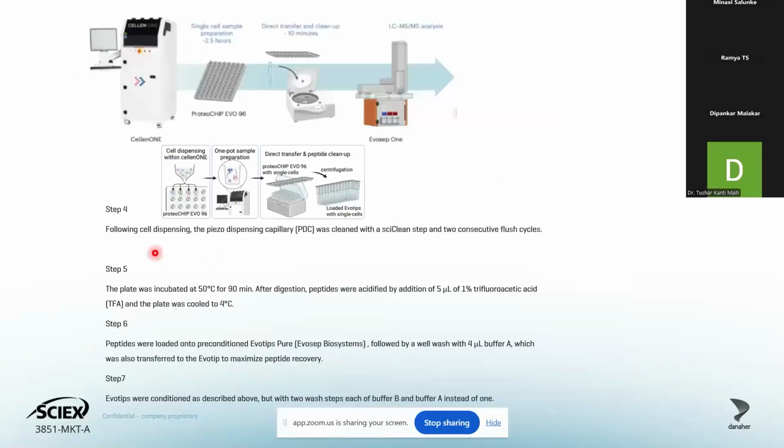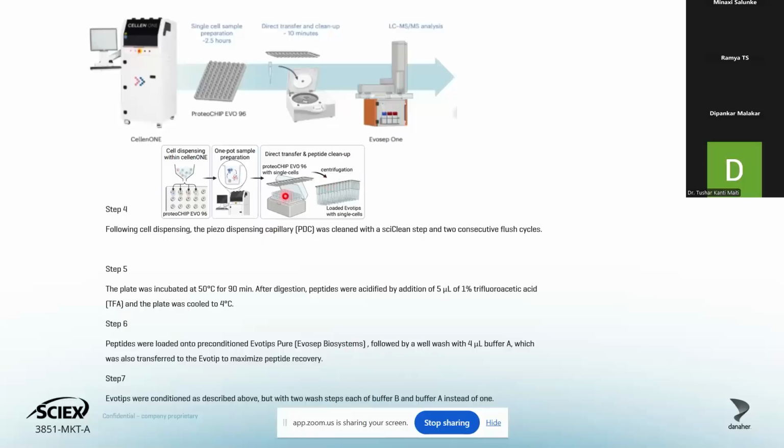Now, if you see the workflow here, after the cell dispensing, this is heated at around 50 degrees for 90 minutes, and then digestion was performed, and then it was stopped by adding TFA, trifluoroacetic acid, and then peptides were loaded on Evotips. The Evotip is a part of the Evosep LC system. It can be loaded directly and transferred to the Evotip, and then the Evotip is used for concentrating the sample, and then that can be loaded directly to the nano LC system.